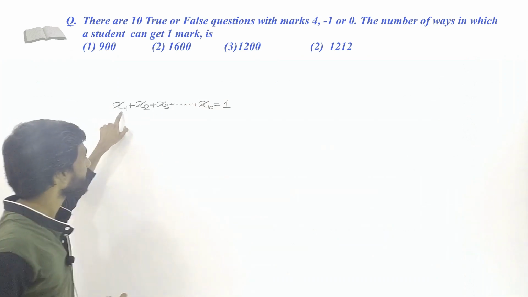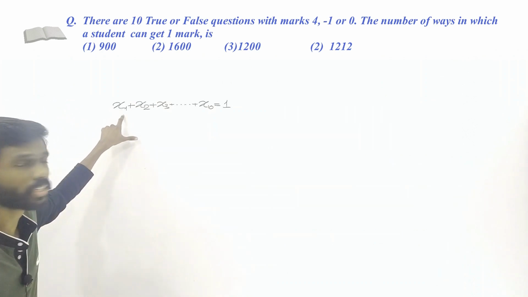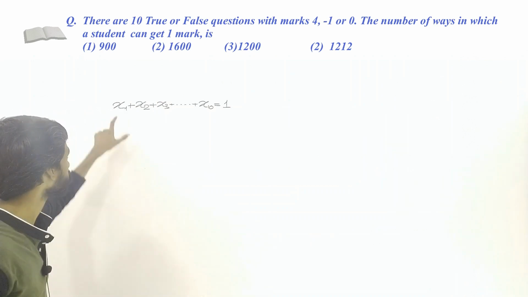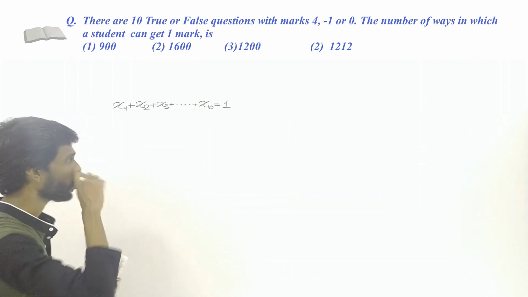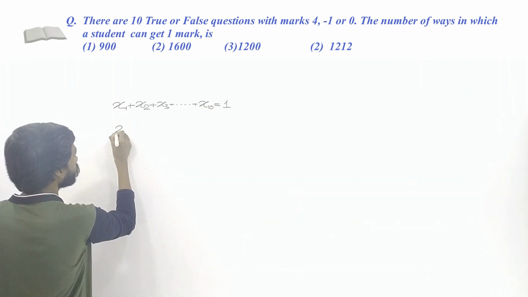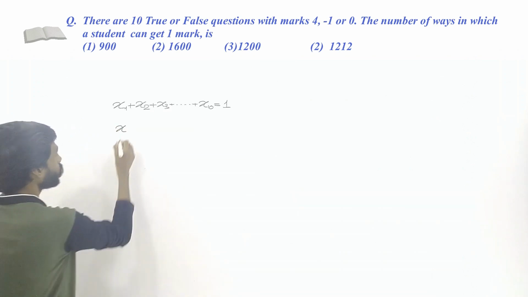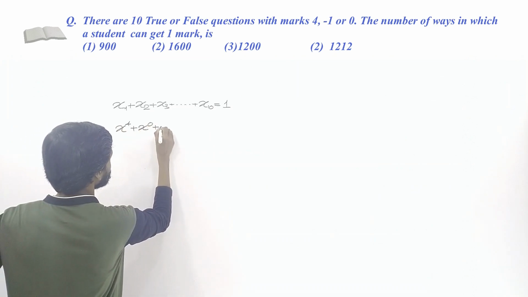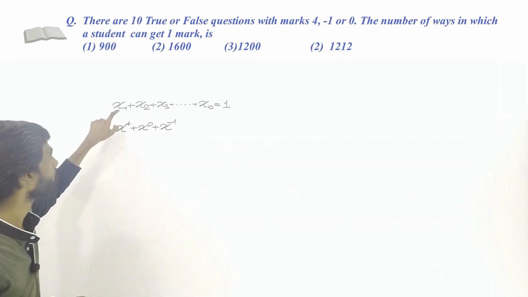But this is not the number of solutions of this equation, because there are a lot of restrictions. This x1 can take values 4, 0, -1. These are the only possible values of x1. Similarly x2, x3 and the other variables. So now we are going to use the concept of multinomial expansion. So x1 takes values 4, 0 and -1, which we will write as the powers of x. So x to the power 4 plus x to the power 0 plus x to the power minus 1. So these powers are the possible values of this variable x1.